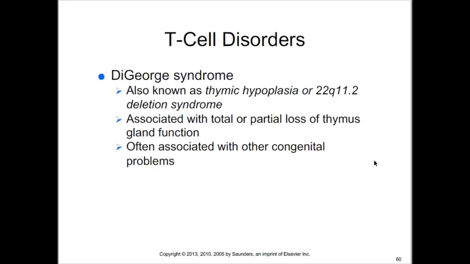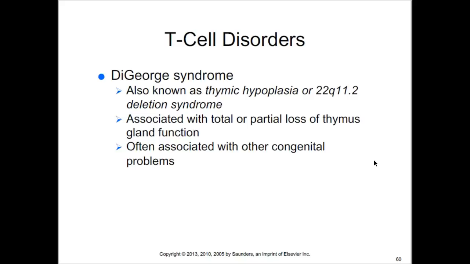So DiGeorge syndrome, also known as thymic hypoplasia, is on chromosome 22. Q means the long arm, and it's at the location 11.2. So it's 22q11.2 deletion syndrome. So now you just learned how to speak gene. Okay, that's how we talk about genes. You're either going to have a 1, 2, 3, right? 4, 5, 6, 7, 8, 9, 10, 11, 12.